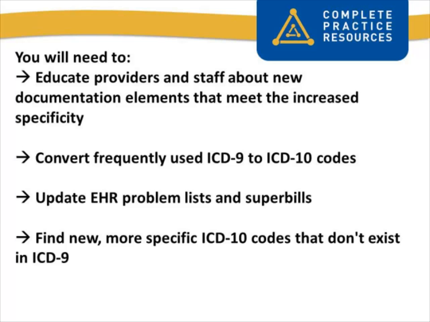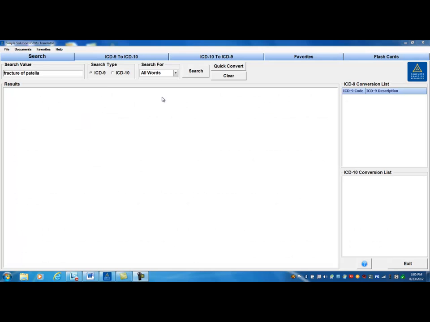During the ICD-10 transition, your organization will have to accomplish these things and a lot more. You will need to educate your providers and staff about the new documentation elements and code specificity, convert frequently used ICD-9 to ICD-10 codes, update EHR problem lists or superbills, and find new, more specific ICD-10 codes that don't exist in ICD-9. For less than the cost of code books, the ICD-10 transition software does all this and much more in a fraction of the time it would take manually using books.